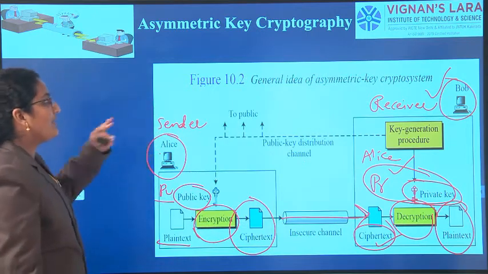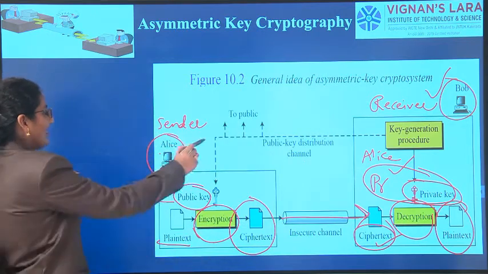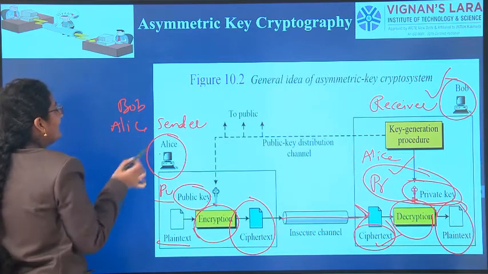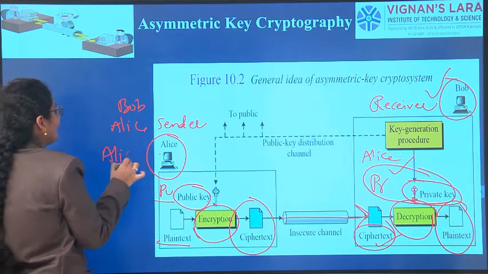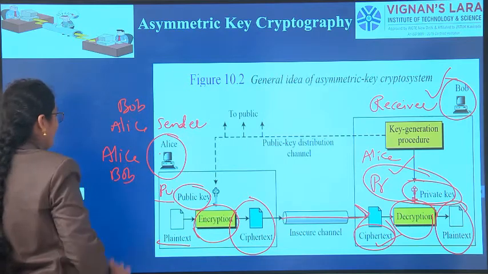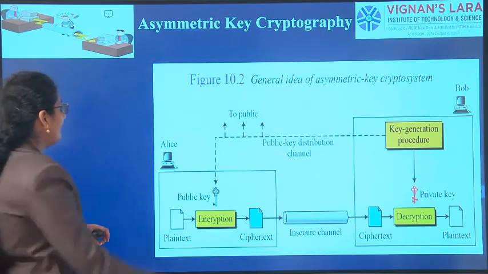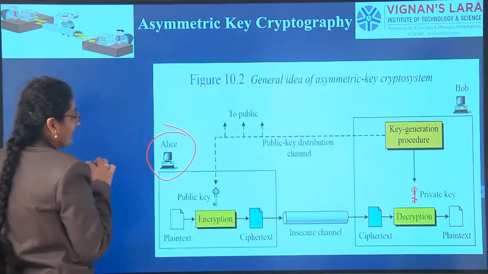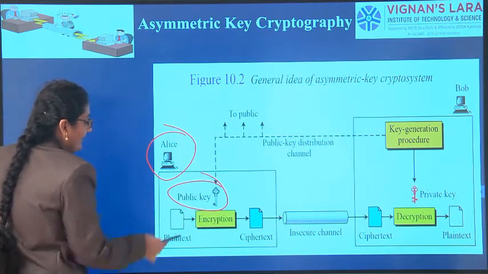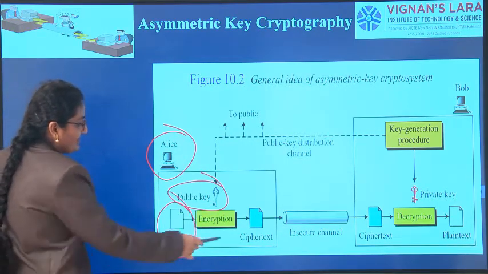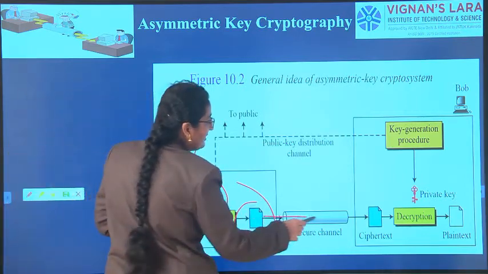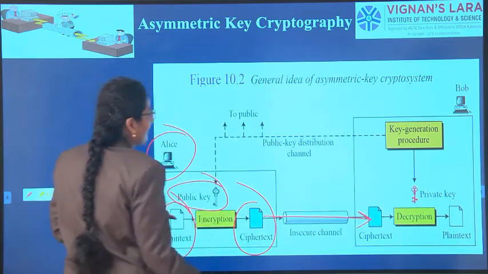In this example, you can clearly understand. In some examples, Bob will be the sender and Alice the receiver. In some examples, Alice will be the sender and Bob the receiver. So in this example, Alice is the sender. She has the public key. Using the public key, plain text is encrypted into cipher text. That cipher text is given to Bob in an insecure channel.